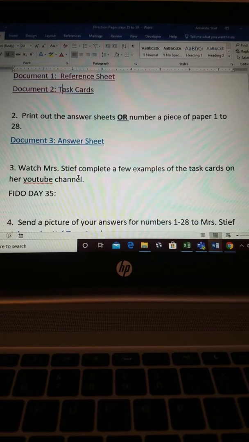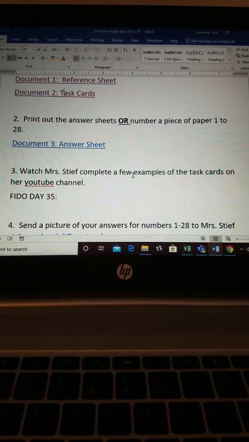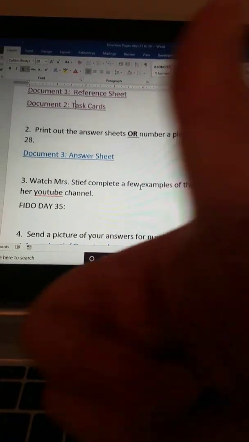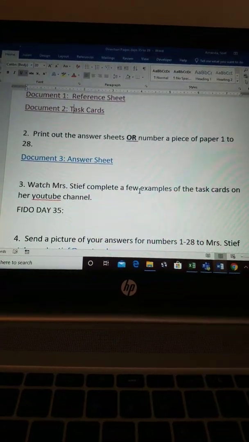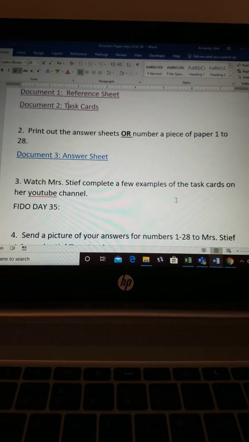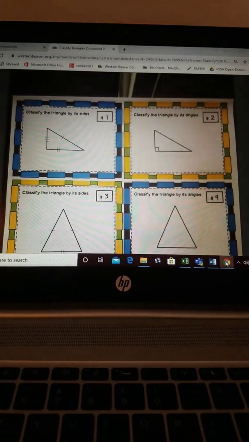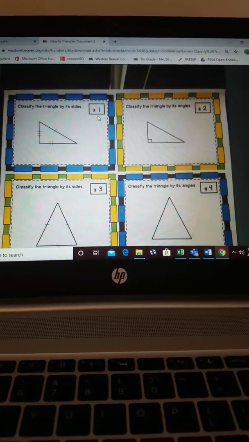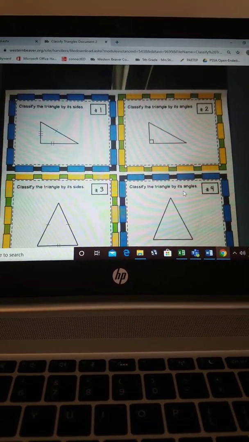Now number 3. Watch, Mrs. Steve is going to complete a few examples. I sure am, boys and girls. So we're going to go back to the task cards. Okay, there they are. And I'm going to answer task cards numbers 1, 2, 3, and 4.